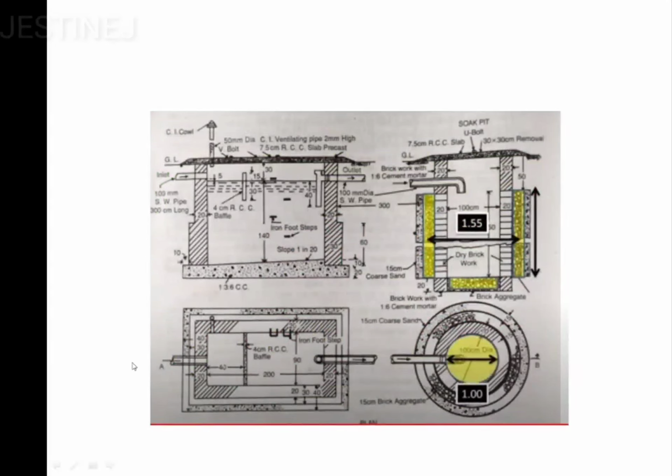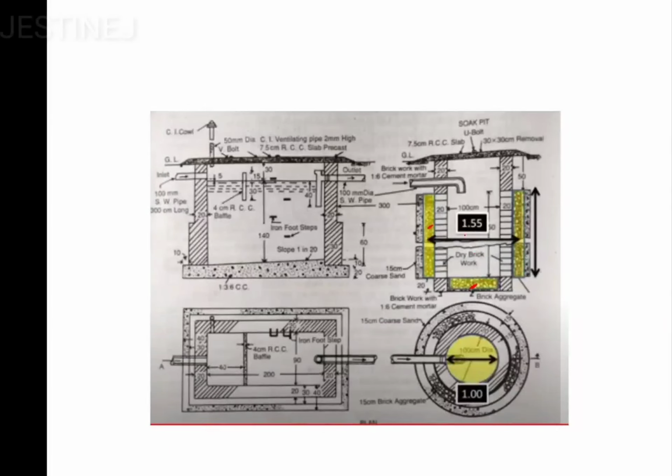So here you can easily observe where the brick aggregates are placed. The second cylinder you are going to analyze now is this yellow portion, and here also brick aggregates are provided. So this area also you have to consider.